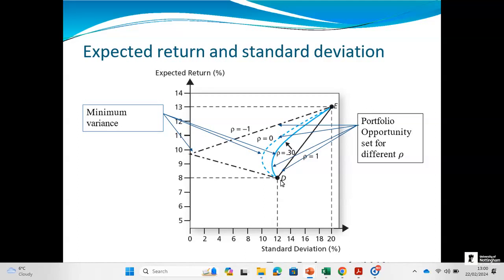But as you change correlation, let's look at this scenario where correlation is 0.3 between the two assets. Again, this yellow line is similar to this solid black line, except that in this case the correlation between the two assets is different. These two assets now are less correlated, so you will see some benefits of diversification.